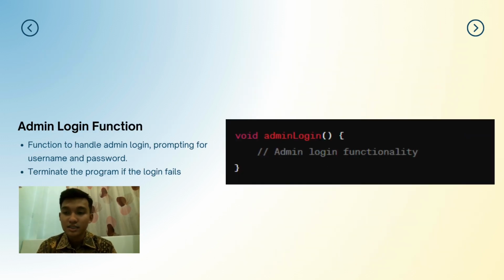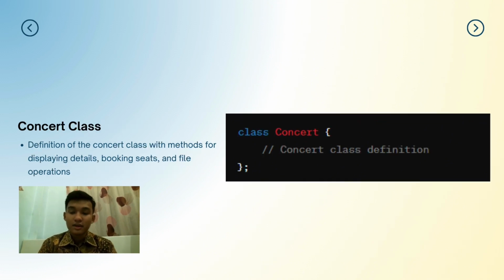Here is the second one, the admin login function. Here I attach the snippet of the code, and the function is to handle admin login, prompting for username and password, and terminating the program if the login fails. After that is the concert class. Here is the snippet of the concert class definition, with methods for displaying details, booking seats, and file operations.